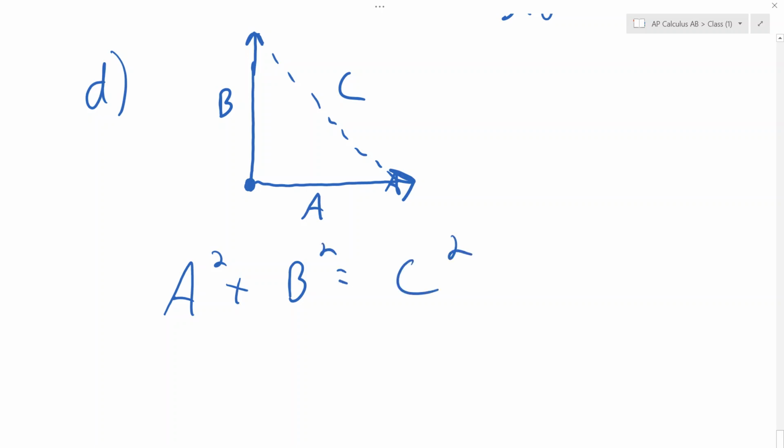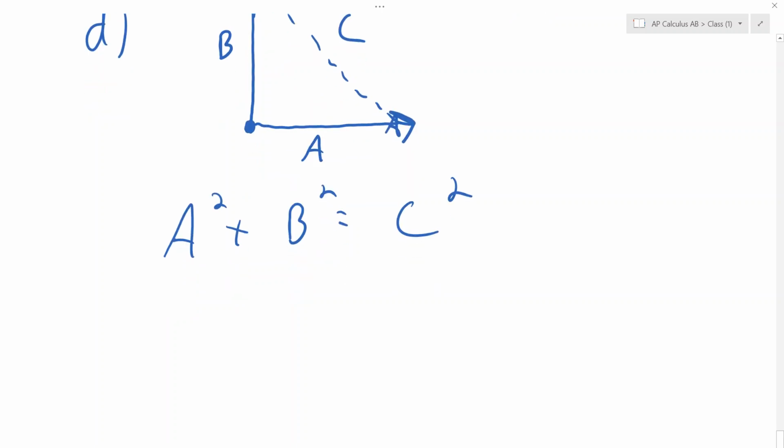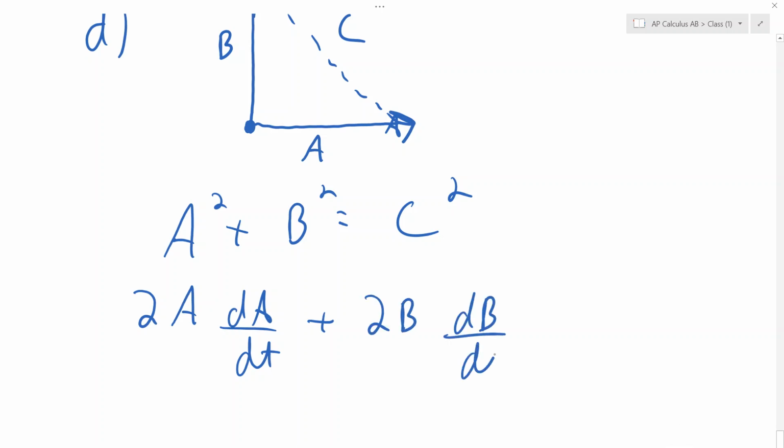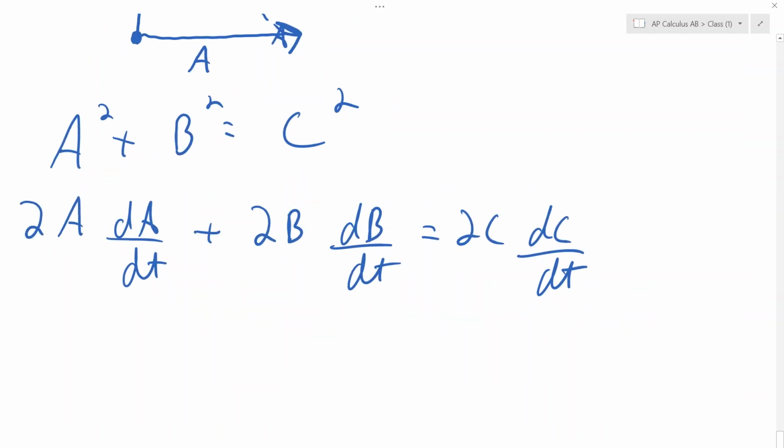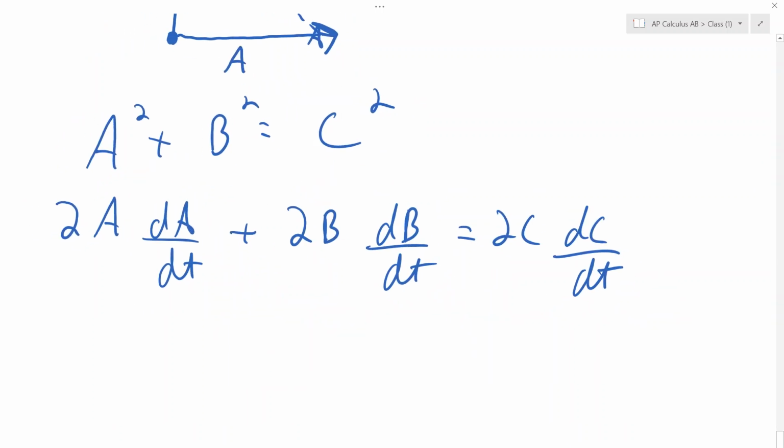And we're going to differentiate that with respect to time. Okay? So that's going to give us 2A dA/dt plus 2B dB/dt is 2C dC/dt. Remember we said you can get all these variables, pick out the one they're trying to get you to find. The rate of change of the distance between them, which is dC/dt.